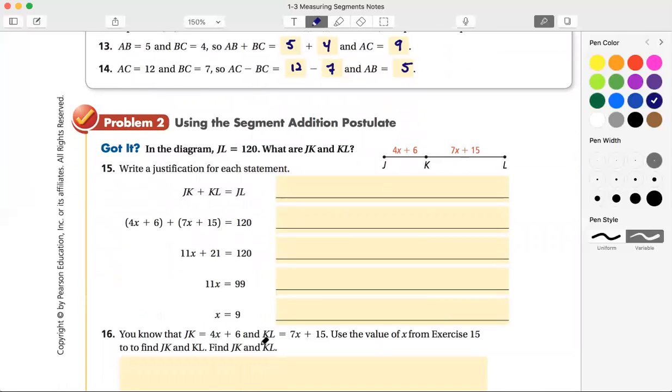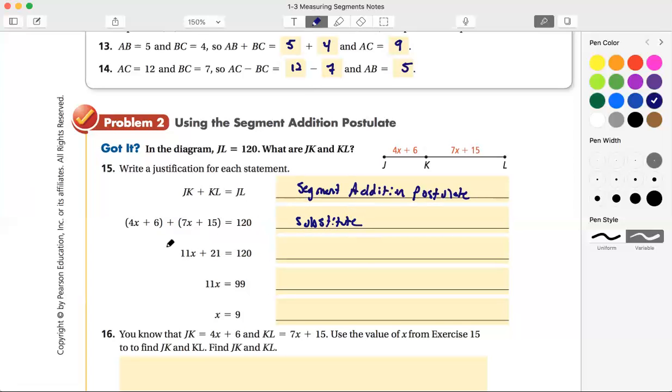So in the diagram, JL total is 120. What are JK and KL? I'm going to write each justification. I know that JK plus KL equals JL. And the reason I know that is the segment addition postulate. Okay, now I'm going to substitute the lengths of each one of these segments. JK is actually 4x plus 6, KL is 7x plus 15, and JL is 120. So this is substitution.